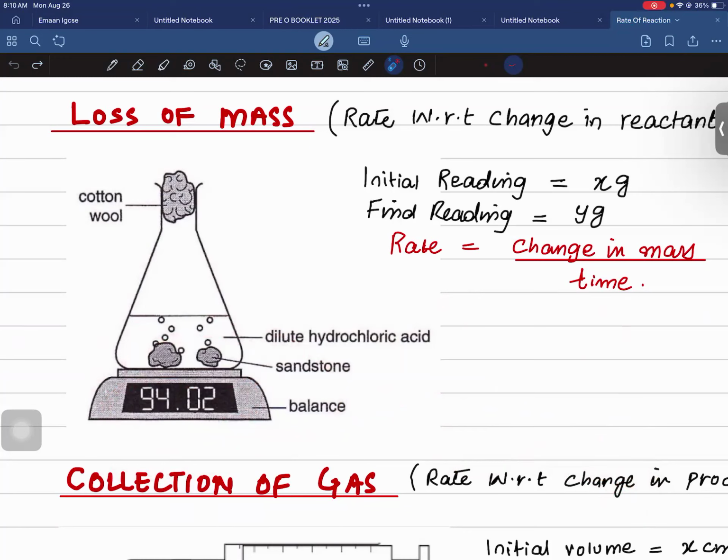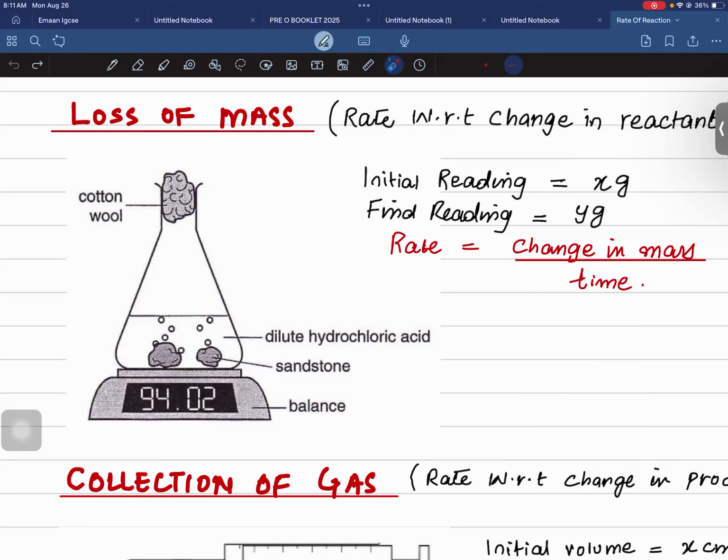Now you can turn on your stopwatch and see how much time it takes to decrease the mass by 0.02 grams. It's taking 2 seconds, 4 seconds, 6 seconds, 1 minute, 2 minutes, 10 minutes. So basically it's going to tell you the speed of the reaction. If it's taking less time, you can say that the rate of reaction is faster. And if it's taking a greater time, then you can say that the rate of reaction is slower.